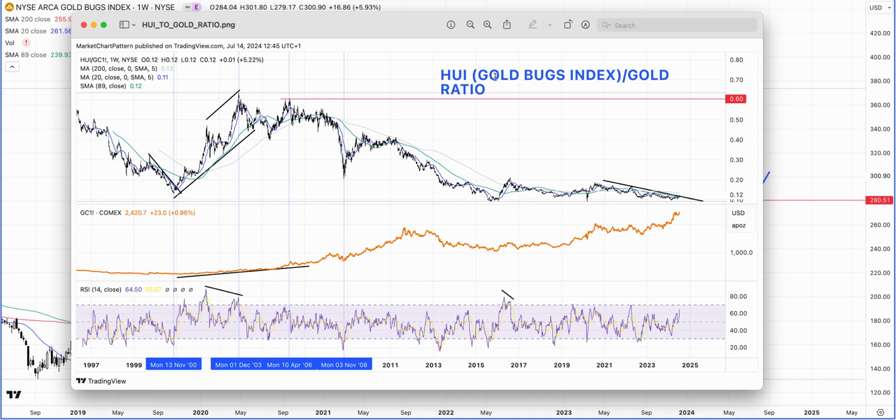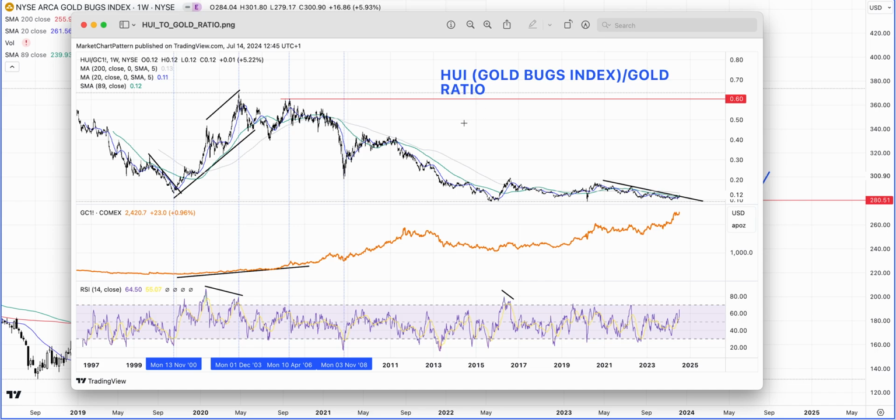So what this chart is basically, this is a chart which is split into three parts. The top part here, this is the HUI, which is the gold bugs index, ratio to the gold price, so the actual gold price here. And I took the COMEX gold, meaning the futures, but with respect to the spot gold, it will be similar for the kind of analysis that we are doing. And the orange line is the gold price itself, COMEX gold futures, and then we have the RSI right at the bottom here.